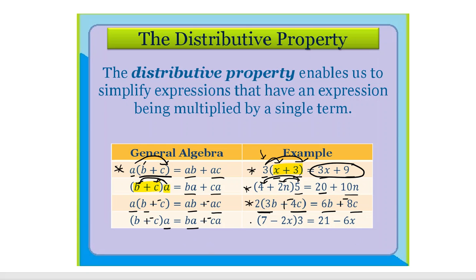And then the last thing I want you to look at is the one with numbers and variables here. The 3 gets multiplied by the 7. This subtraction gets turned to adding a negative, and so that leaves us with 21 plus a negative 6x.